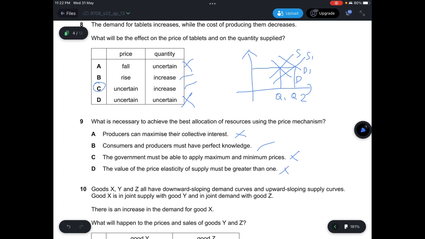It has to go both ways. Like for A and D, this really only benefits producers. It doesn't really benefit consumers. So in order for the best allocation to exist, it has to be between both the consumer and also the producer. Both of them must have an equal amount of information, to allow for the allocation of resources to be the best. So the answer has to be B.